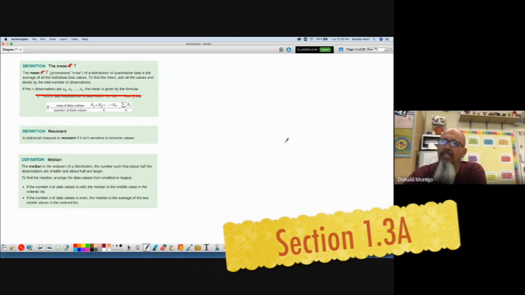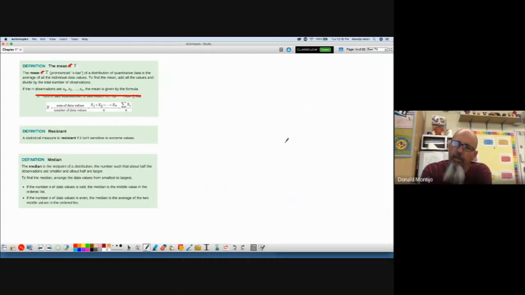All right, let's talk about center. Remember, shape, center, spread, anything weird? What does it look like? Where's the middle of it? How spread out is it? And is there anything weird or unusual?